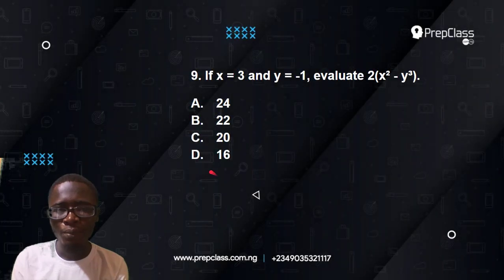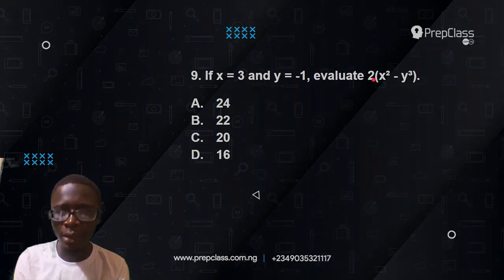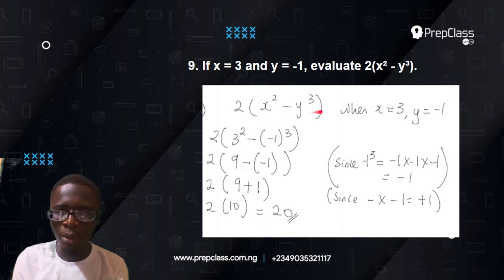It says, if x is equal to 3 and y is equal to minus 1, evaluate 2 open bracket x squared minus y cubed close bracket. So what we need to do is to make substitution and multiply the answer by 2, and we are there already. So this is our expression.